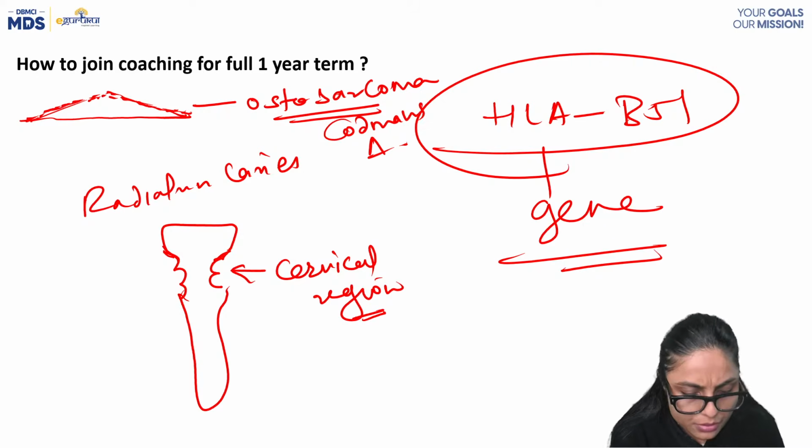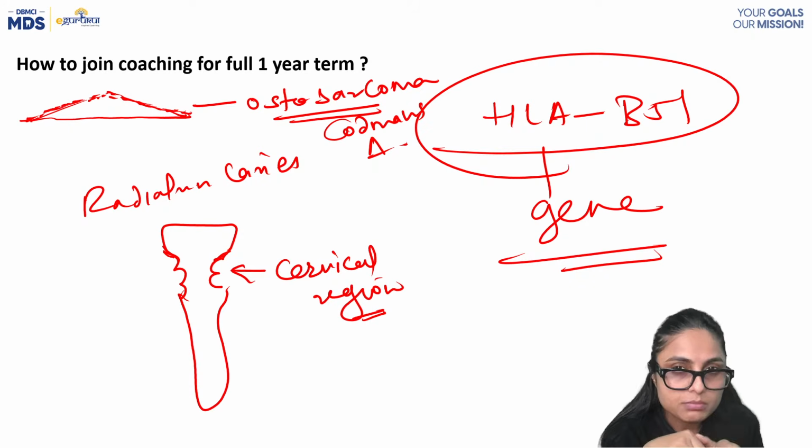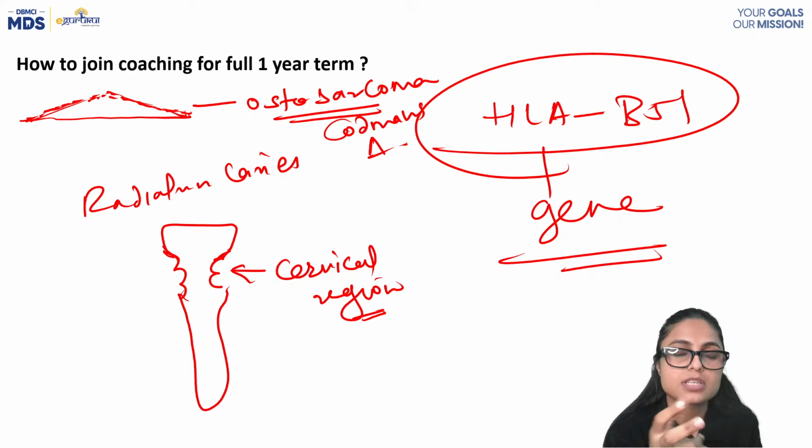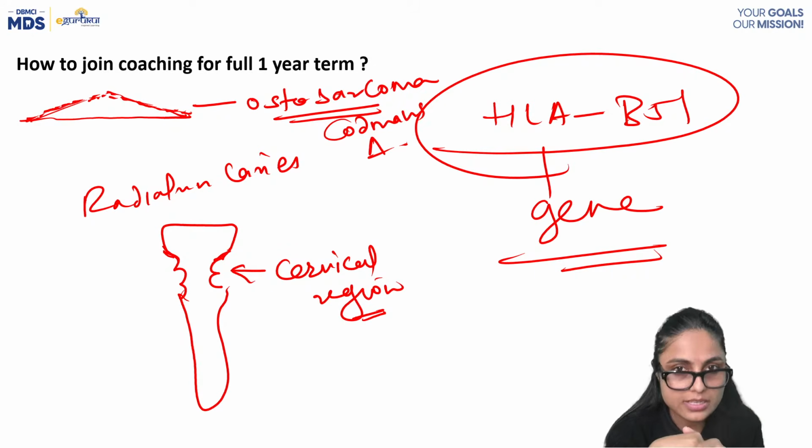How to identify odontogenic keratocyst? What are the radiographic features? Scalloped margin. Okay, you can see root resorption in some cases. Scalloped margin, which is the important feature of OKC. Posterior mandible is involved. Correct?